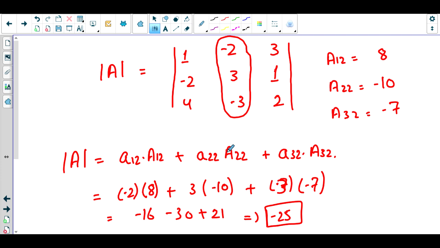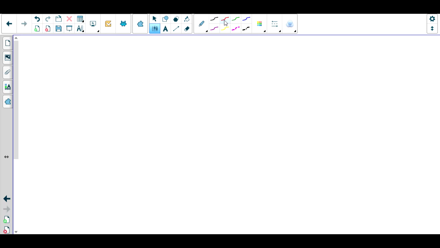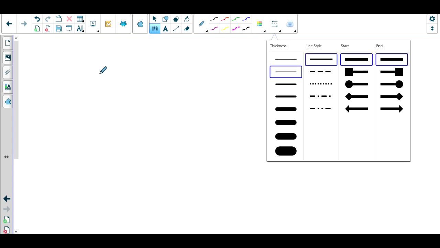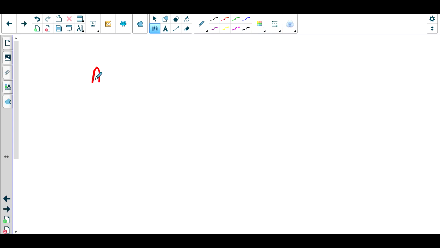Now we solve the same question. Let's try to use another row. Let's verify if it is correct. If you multiply any row or column with its cofactor, it's the same thing. Let us try this one now. Instead of using cofactors, you can directly use the minor also if you are clear with the minus sign.